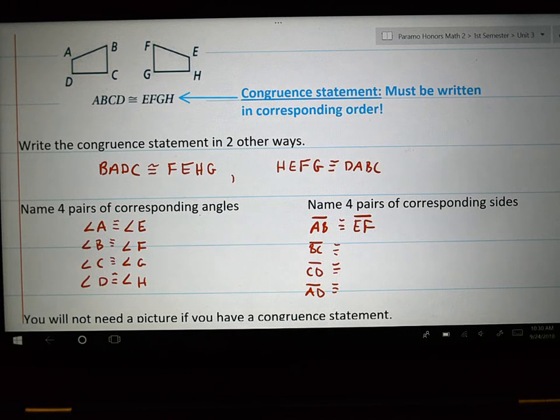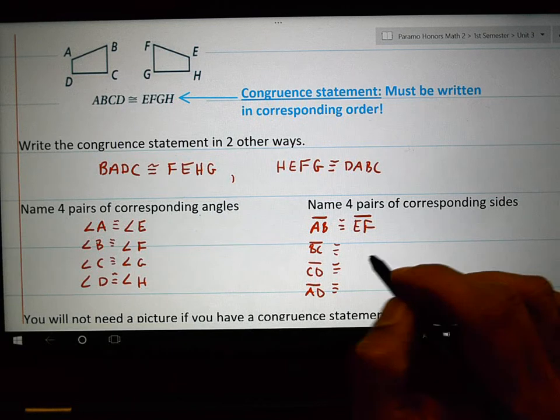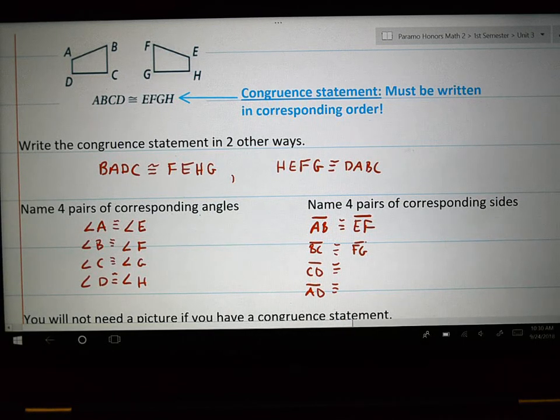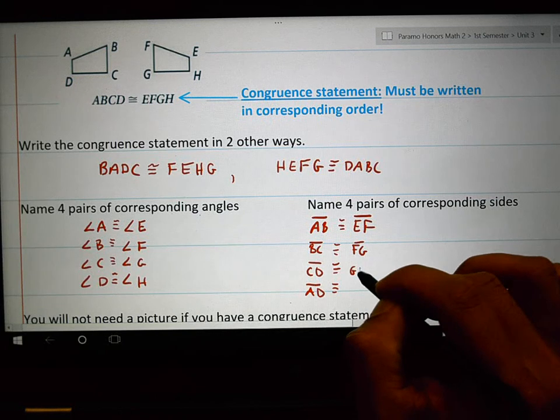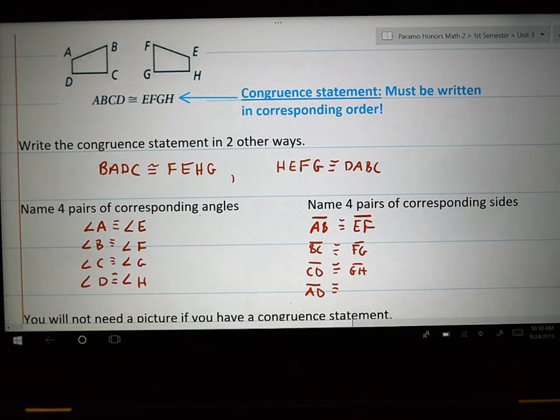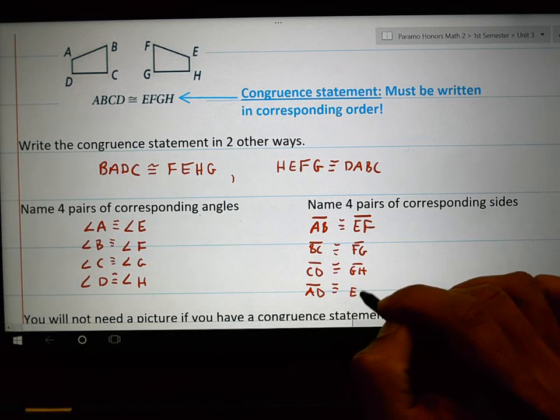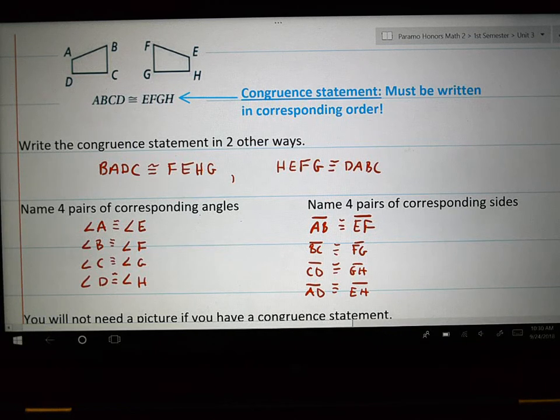But if we're doing 4 pairs, BC is going to be the same as segment FG. CD is going to be the same as segment GH. You could also say HG. It would be the same because you can say it forwards or backwards. AD, the same one is EH. Fairly simple.